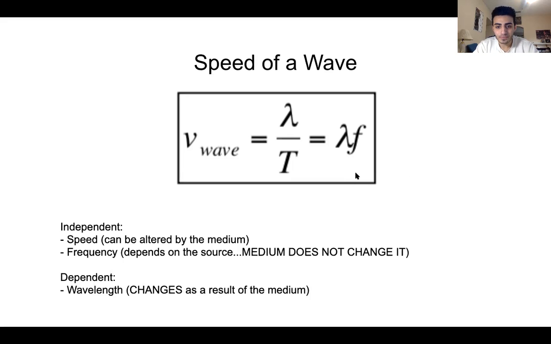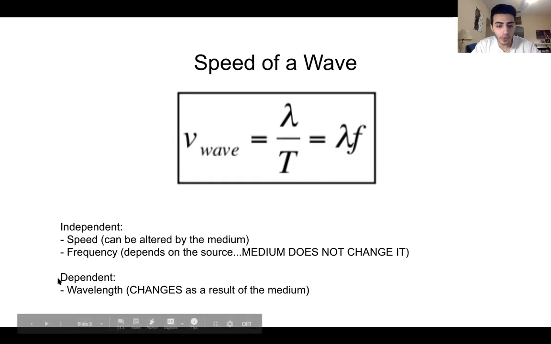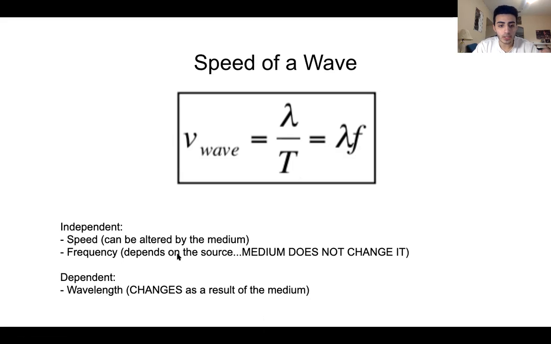But the biggest takeaway from this is that the frequency does not change from medium to medium. So the frequency is the same. What does change is the velocity of the wave and the wavelength of the wave. These are the things that are going to be altered, but the frequency is not going to be altered. It depends on the source. So I want to stress that frequency does not change.